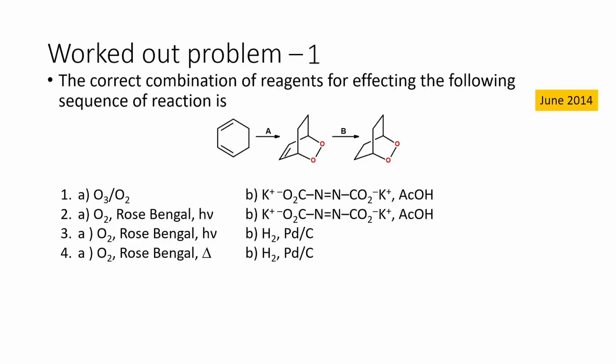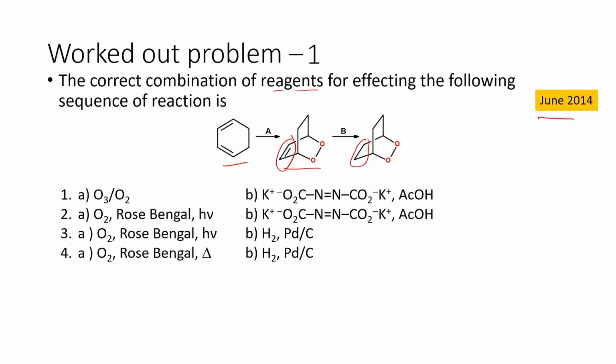In this worked out problem, this question was asked in June 2014. The correct combination of reagents for effecting the following sequence of reactions. A substrate, 1,4-cyclohexadiene, is given. It is converted into an endoperoxide with one of the double bonds intact, and in the final product that double bond is not there. So that means basically a reduction reaction had occurred.